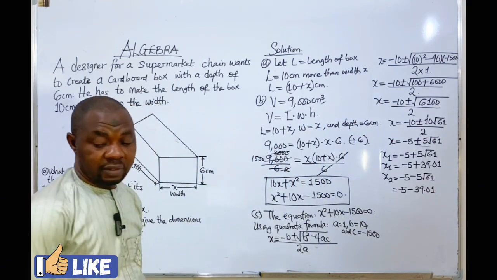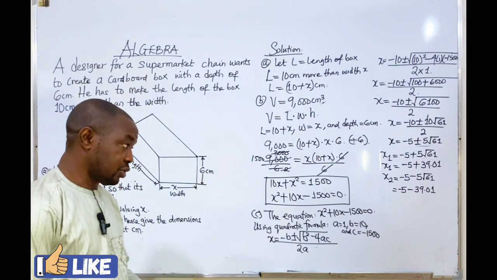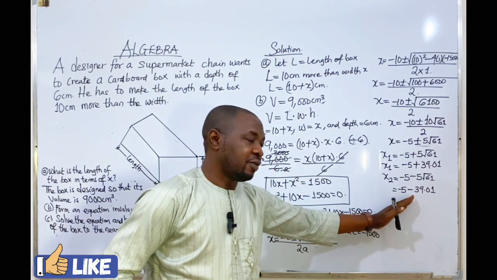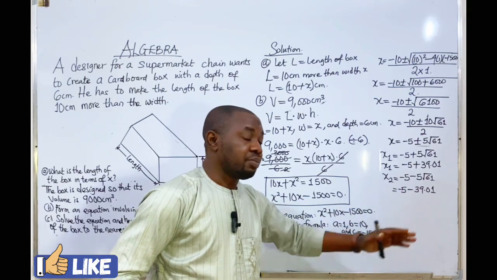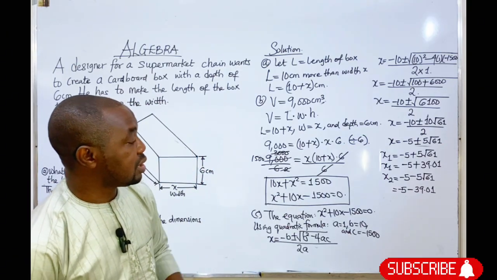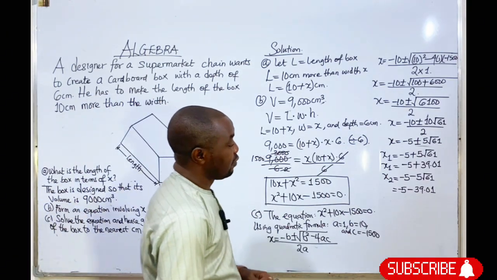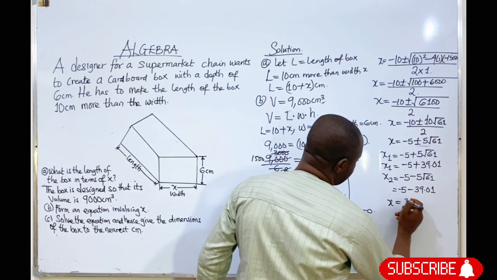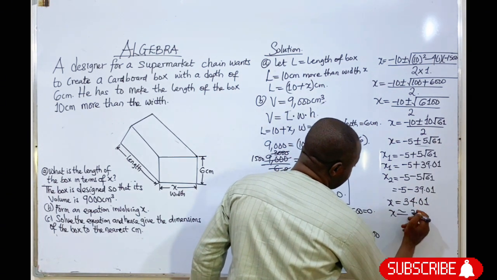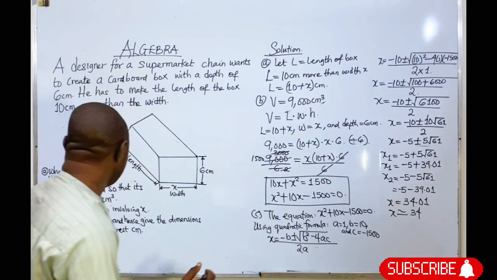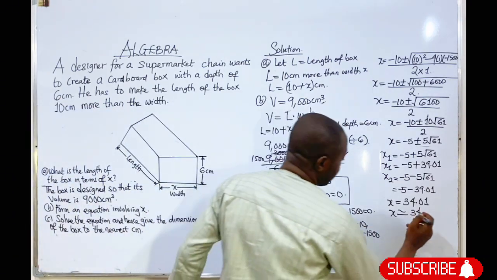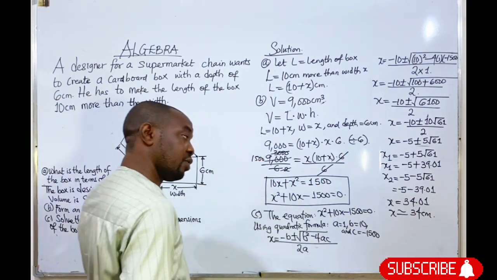Now the value of x must be positive, which means we are not going to use the value of x2 in this case, because the solution must be positive. So 39.01 minus 5 will be 34.01. So x will be equal to 34.01, approximately 34, because we were asked to solve the equation and hence give the dimensions of the box to the nearest centimeter. So x equals 34 centimeters.